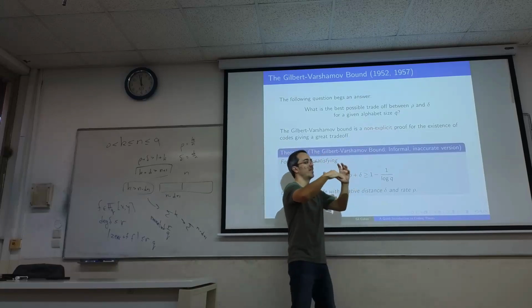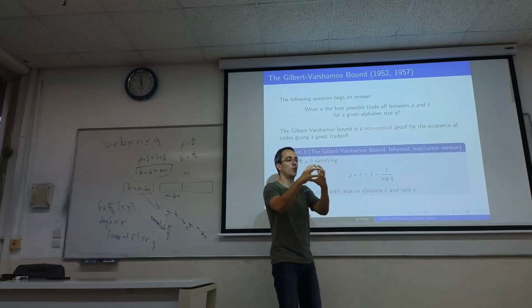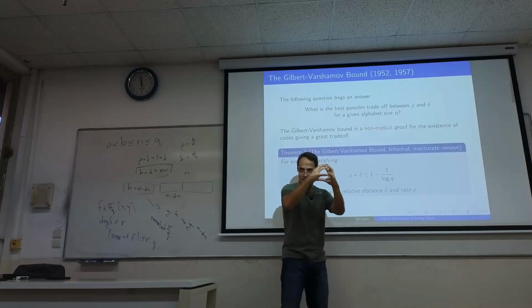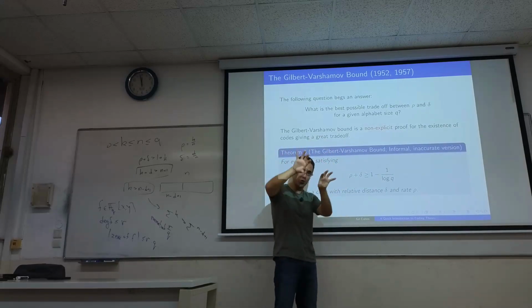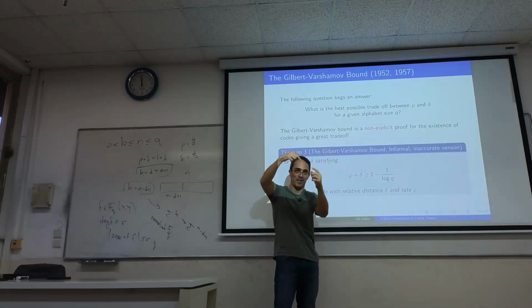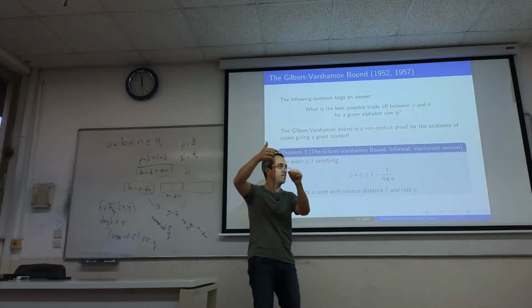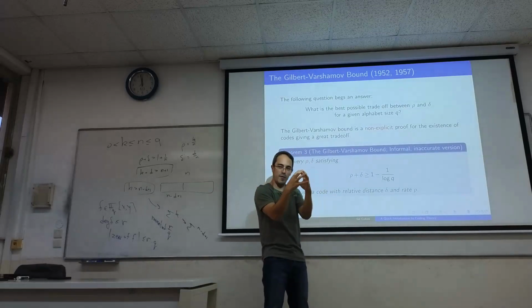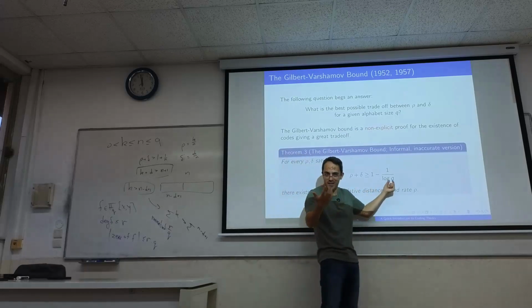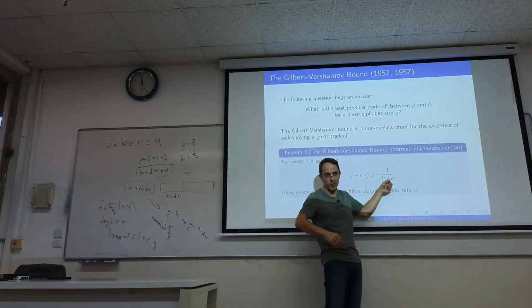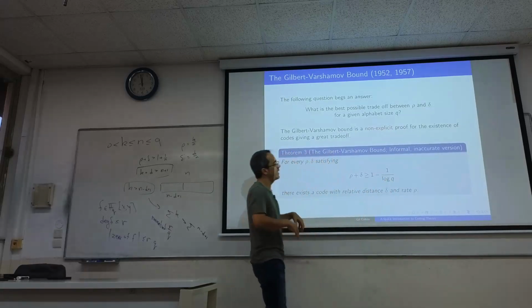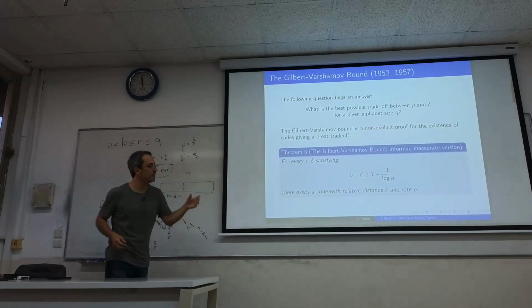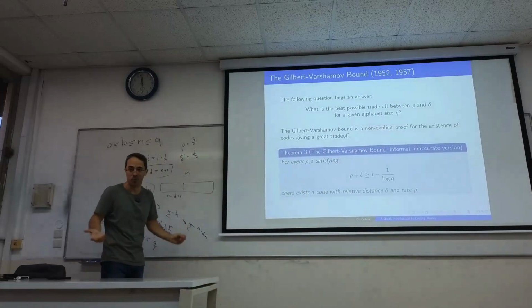What is the code really? You want to pack these balls so that they are non-crossing, so that you won't get an element close to 2 code words. If you think about the volume, it depends on the entropy, and that's where the log is coming from. So the sphere packing arguments will tell you that this should be the best that you can do.